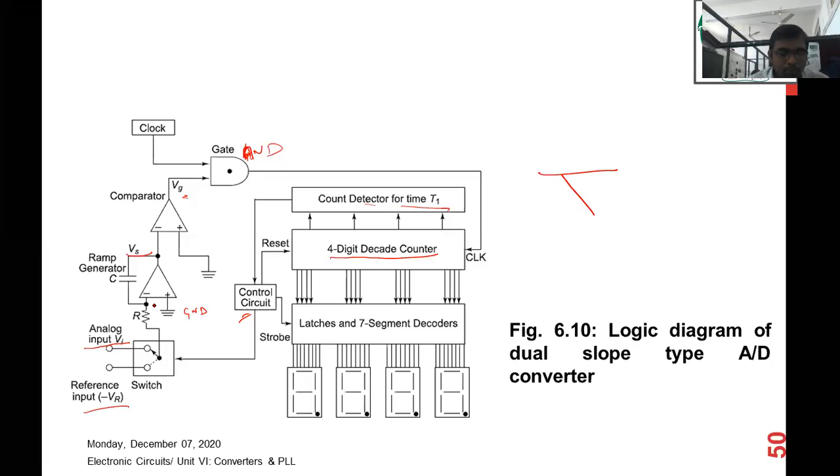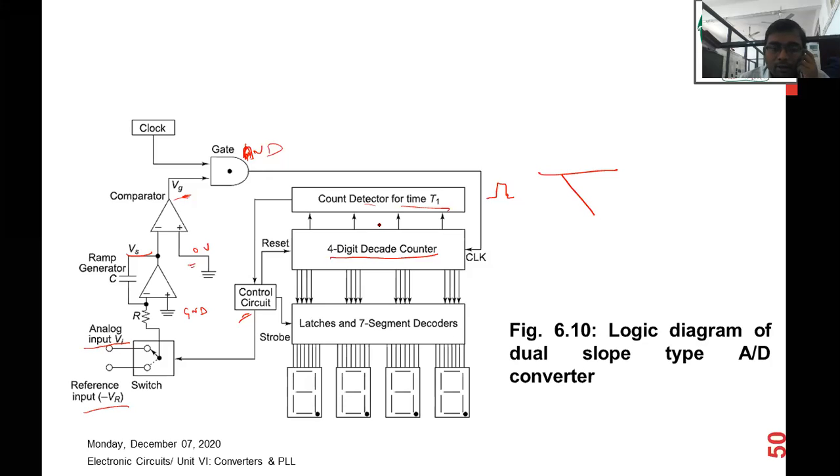The integrator output Vs is a negative ramp, and it is applied to the comparator. This negative ramp is smaller than the non-inverting terminal voltage, that is 0 volt. So the output of the comparator VT is positive, and this positive signal along with the clock is passed through the AND gate. The output is the clock signal, and this results in counting up of the 4-digit decade counter.